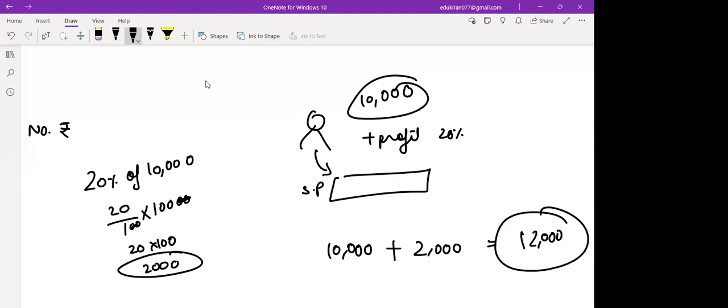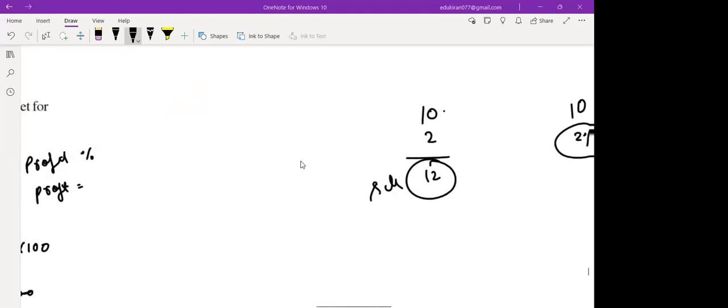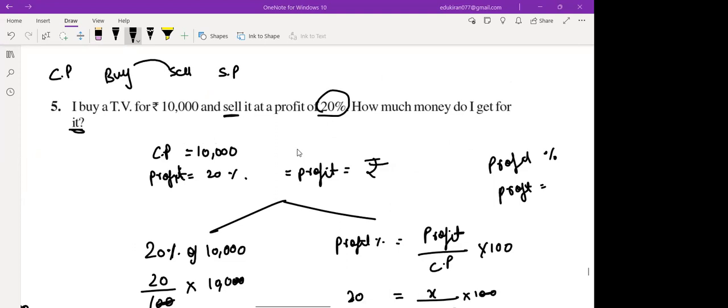Aisha, is it clear? Yes, ma'am. Sure? Yes, ma'am. Okay. So now you can do it. I am just giving you time to note it down in your notebook.